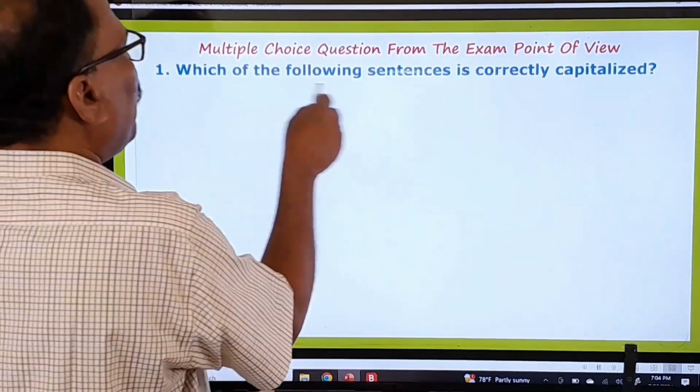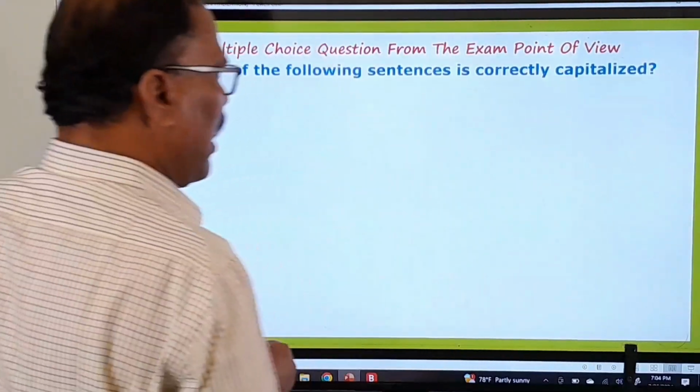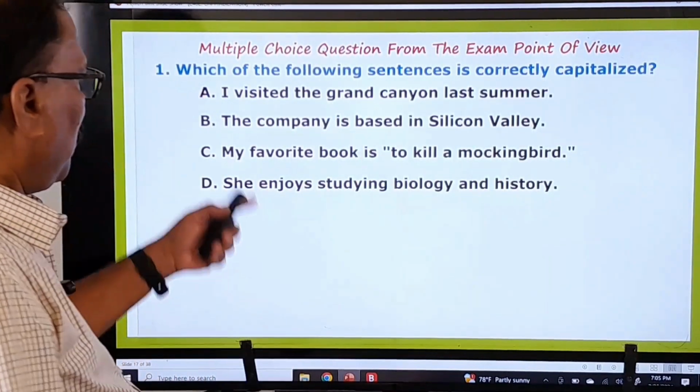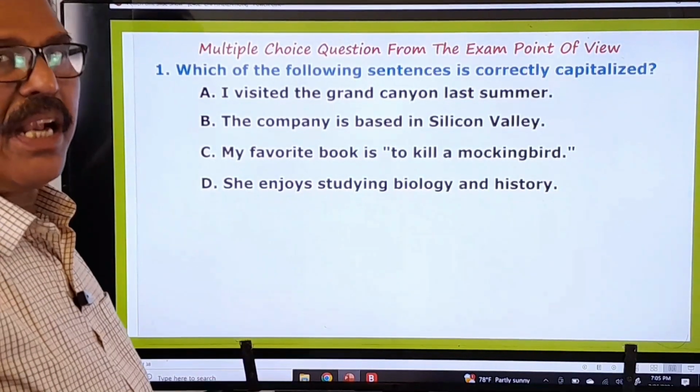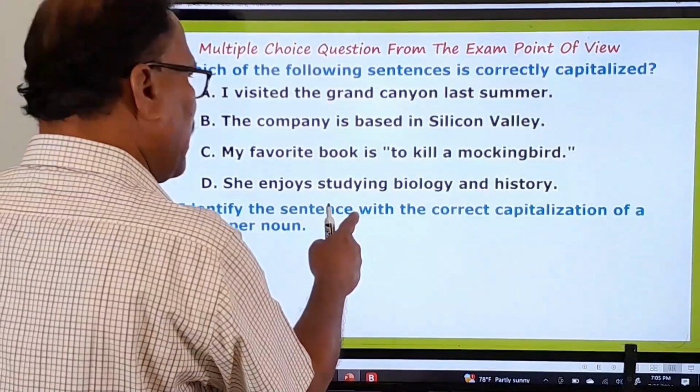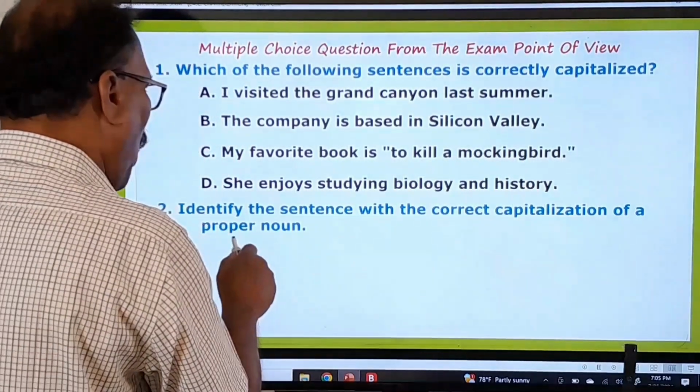Which of the following sentences is correctly capitalized? Okay, I visited the Grand Canyon last summer. So you read all the four options, A, B, C, D, and choose the right one. Right, and you go to the next one. Identify the sentence with the correct capitalization of a proper noun.